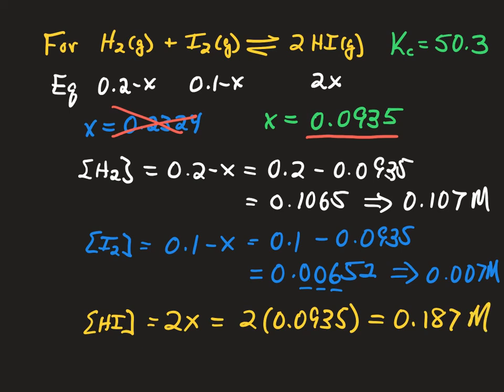If we put all of those numbers back into our equilibrium constant expression, we get 50.3 if we put the unrounded numbers in, so our numbers check out.